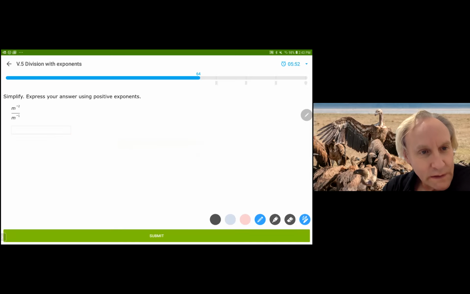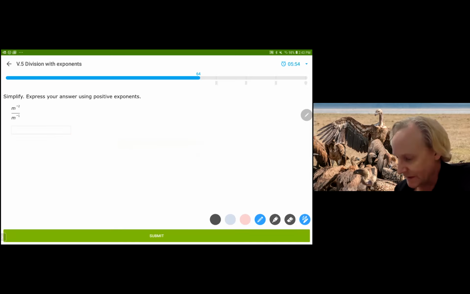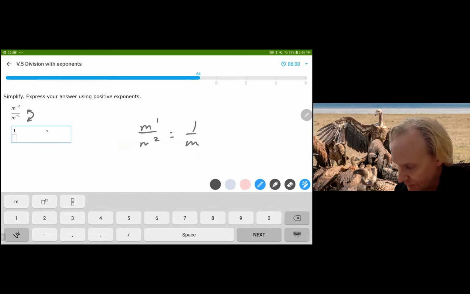This one, oh, negatives in both areas. I like these. I'm going to switch them. So I'm going to move this one to the numerator, and I'm going to move the other one to the denominator and change the signs. So I have m over m squared, which is 1 over m. Lots of ways to think of it, but there you have it. 1 over m. Done.